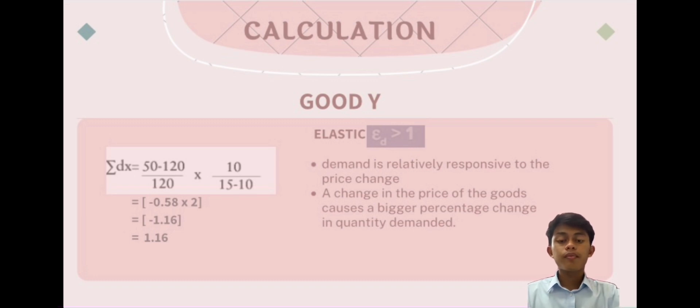As we know, when price elasticity of demand is greater than 1, the degree of responsiveness in price elasticity of demand is elastic. A change in the price of the goods causes a bigger percentage change in the quantity demand.